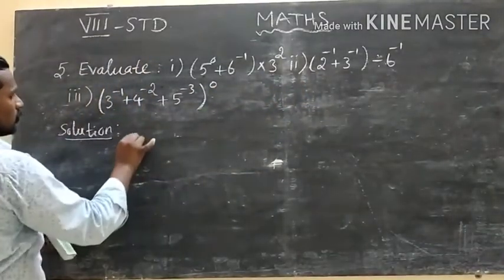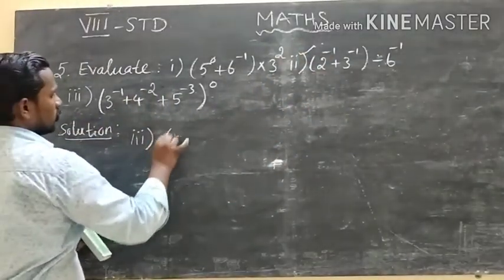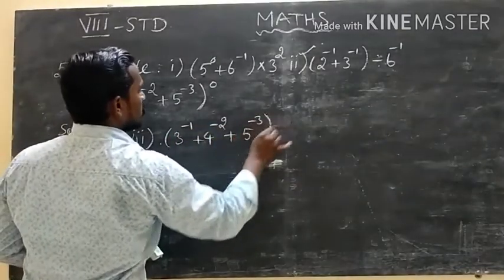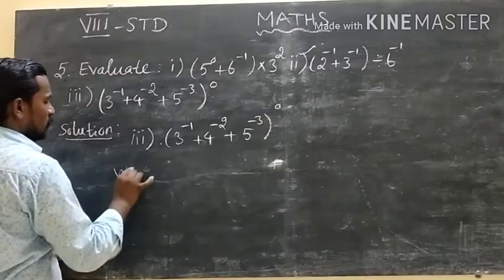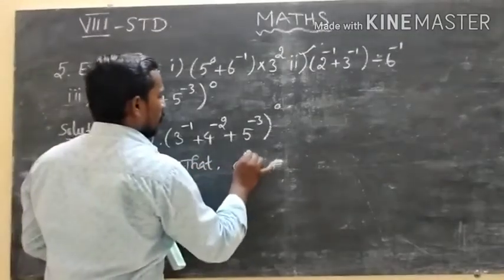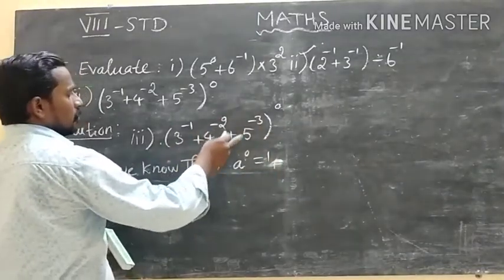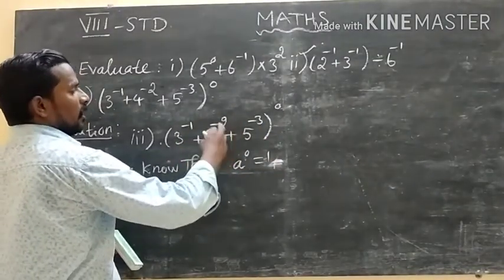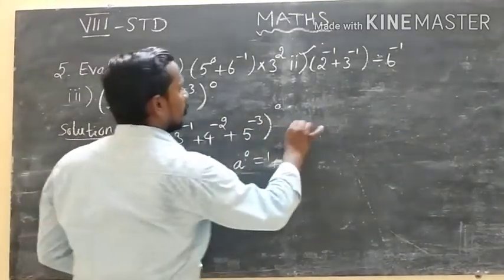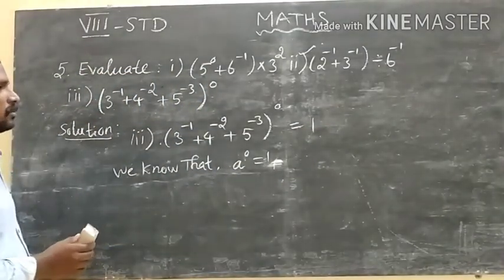This is your homework, and the third question: 3 power minus 1 plus 4 power minus 2 plus 5 power minus 3 power 0. We know that any number power 0 equals 1. So this is considered as one number, and finally the simplification is any one number. So the number power 0 is equal to 1. That's all. Okay, this is your answer.